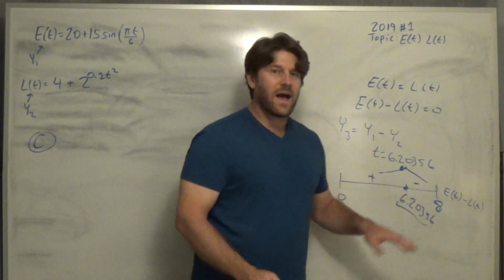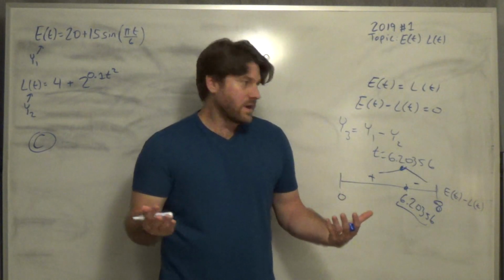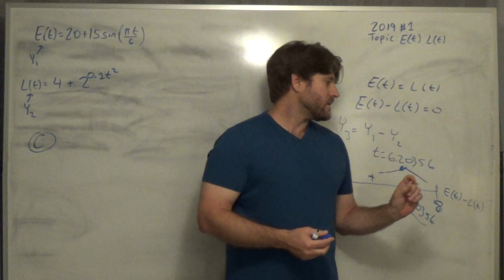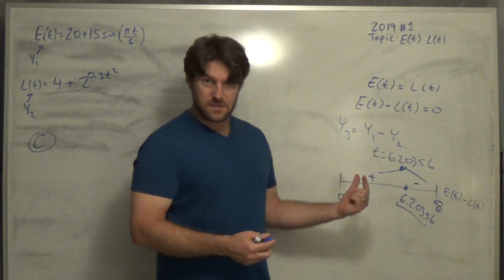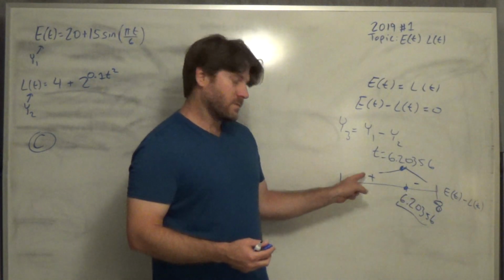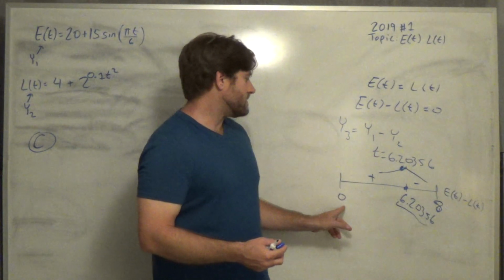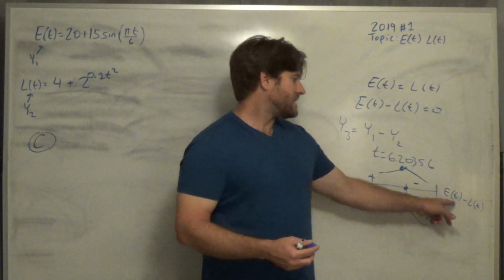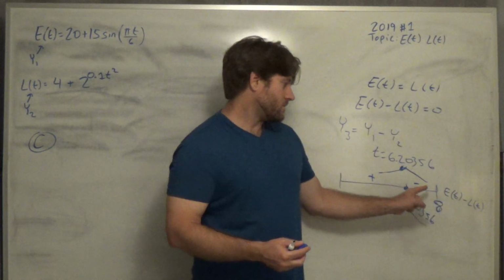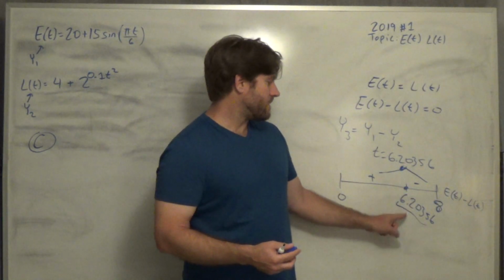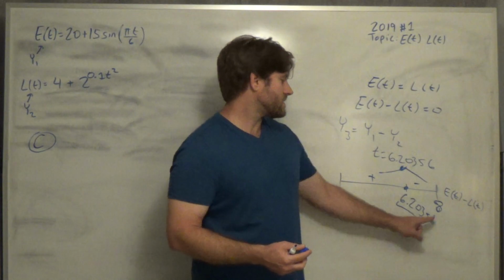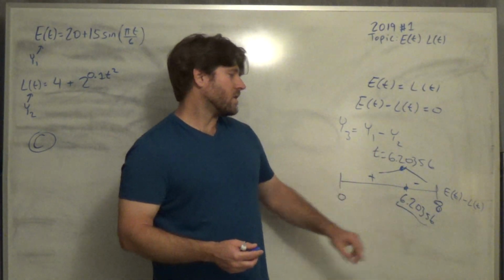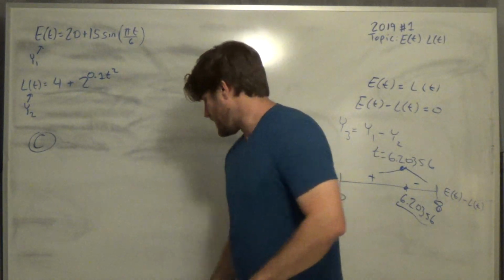So if you look online, I'm just going to read out what's online, okay? I don't feel like writing it all out. It says E(t) minus L(t) is greater than 0, or positive, from time 0 to time 6.20356, and E(t) minus L(t) is less than 0, or you could say negative, from time 6.20356 to time 8. Therefore, the maximum number of fish occurs at this time. And that's it for part C.